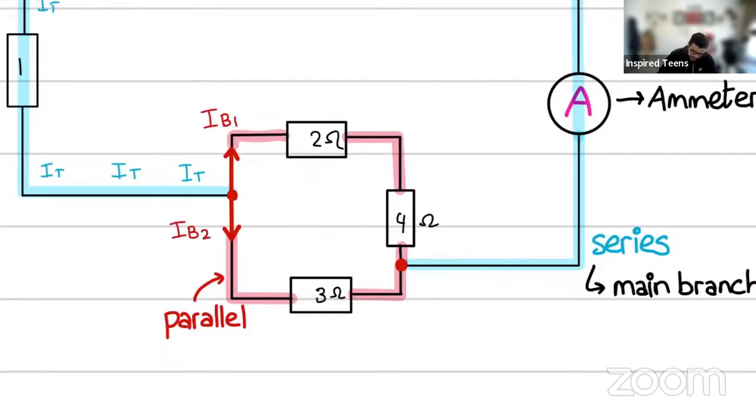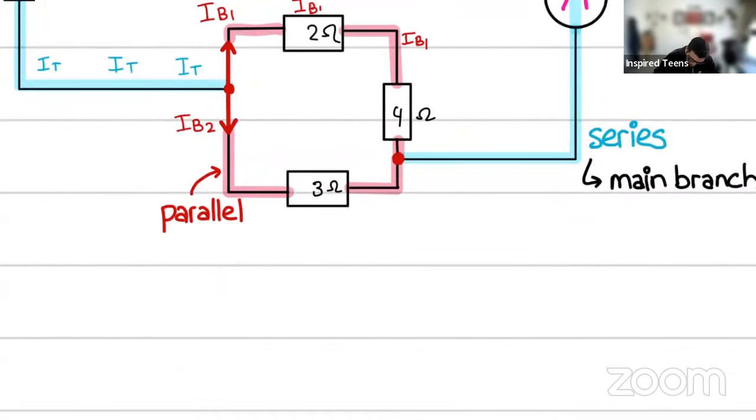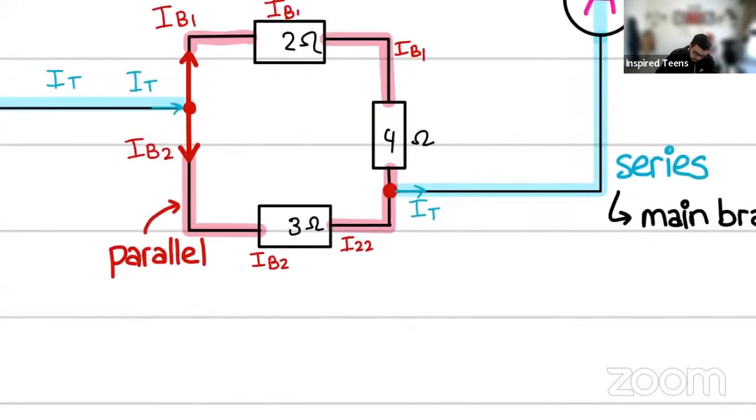As soon as we reach parallel, that's when it splits into I branch 1 and I branch 2, the whole way. This is the current I branch 1, and this is the current I branch 2, until they rejoin once more to form what? I total again. I total leaves the parallel circuit. I total enters the parallel circuit, and as it splits, it becomes I branch 1 and I branch 2.